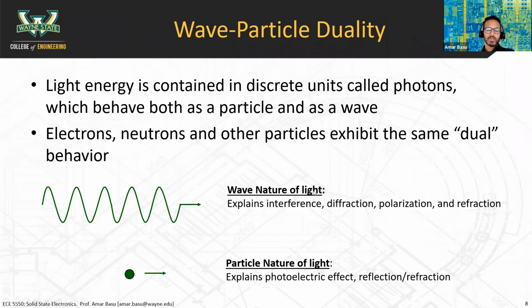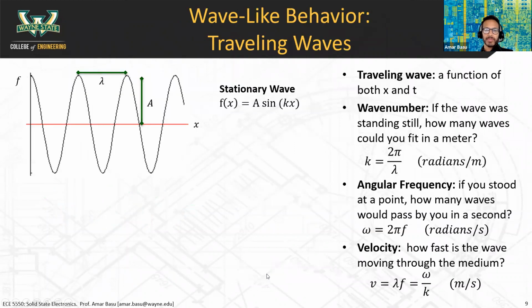So just to be clear, when we think about light, the discrete packet of light is called a photon. The smallest packet of light you can have is called a photon. Similarly, there are these units called electrons, neutrons, and other particles, which are the analogs of photons that also exhibit this same dual behavior, some wave-like properties and some particle-like properties. So let's get into some aspects of wave and particle behavior.